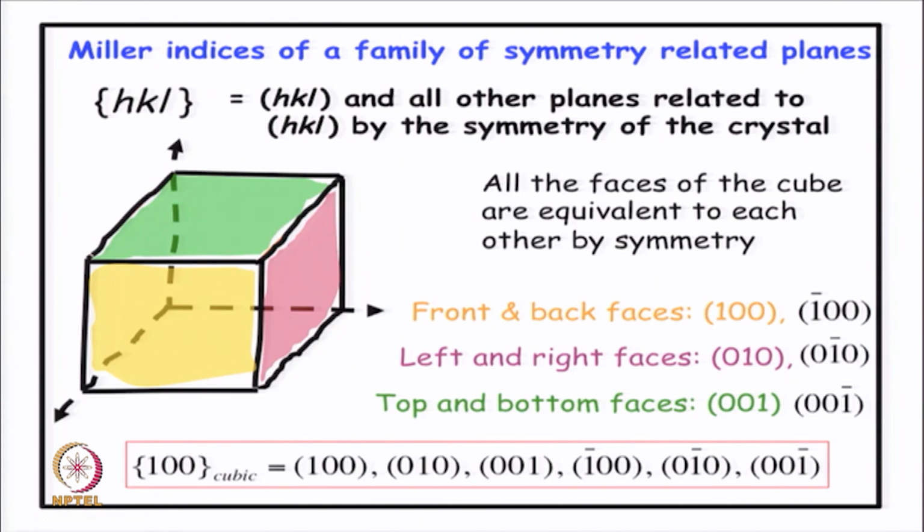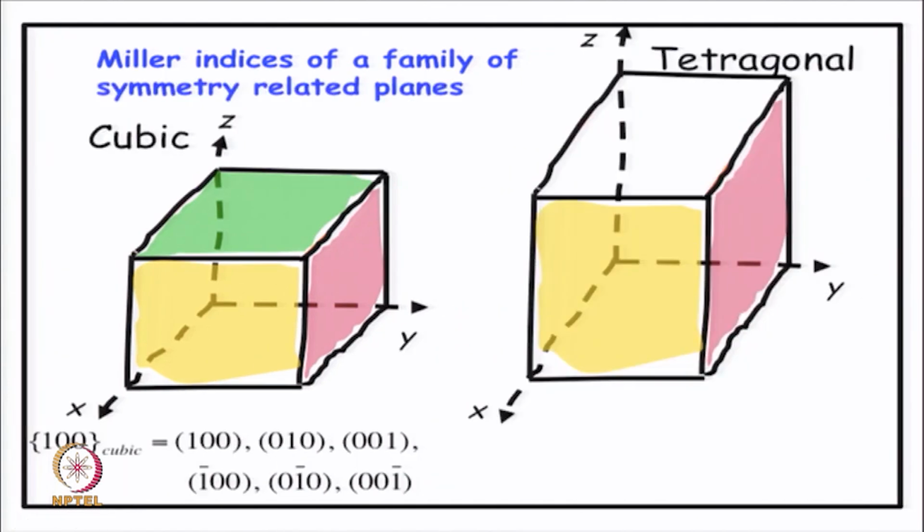Recall that since these are representing symmetry related planes, the meaning of this family index will depend upon what crystal symmetry we are talking about. So, this equivalence which we have written here is only for cubic, and that is why I have given the subscript cubic to 1 0 0. For other crystal systems, it is not necessary that 1 0 0 will mean all these 6 indices. So, we will take up an example.